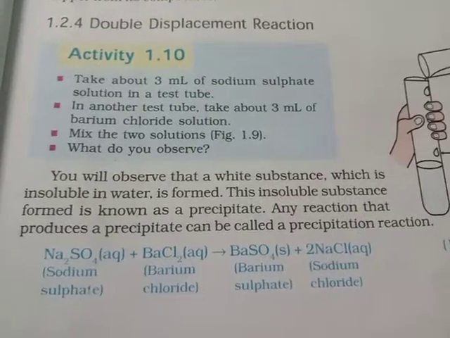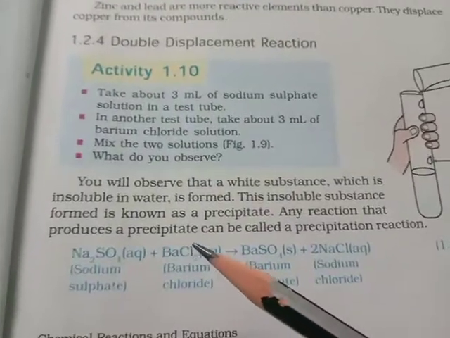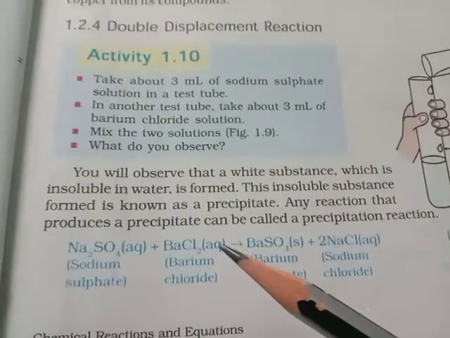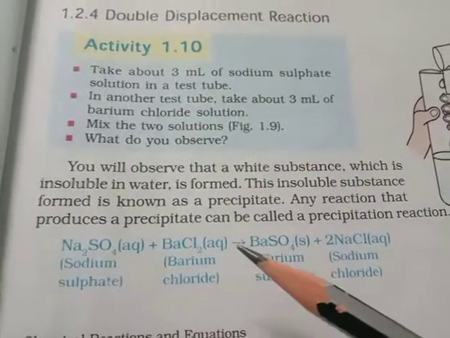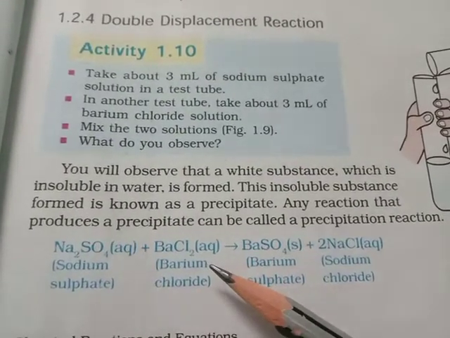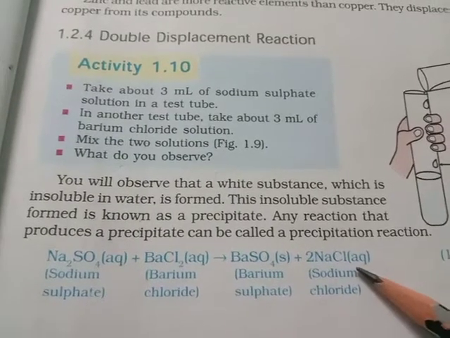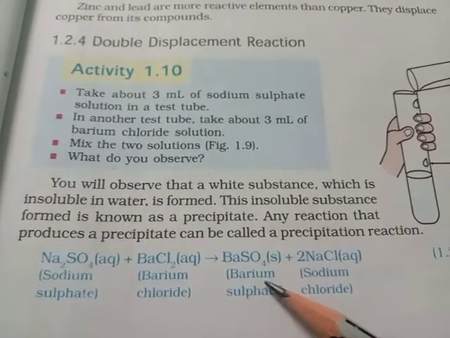There is an exchange of ions between two compounds. A chemical reaction where there is an exchange of ions between two compounds is called a double displacement reaction. An example is when a solution of sodium sulfate is allowed to react with a solution of barium chloride, then barium sulfate and sodium chloride are formed. A white precipitate of barium sulfate is formed.